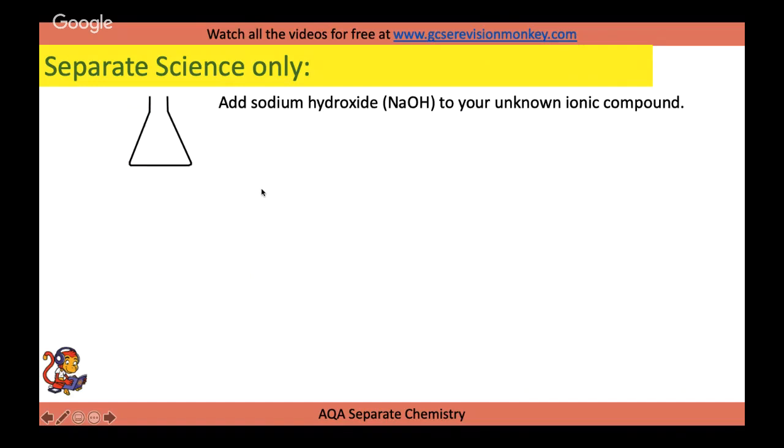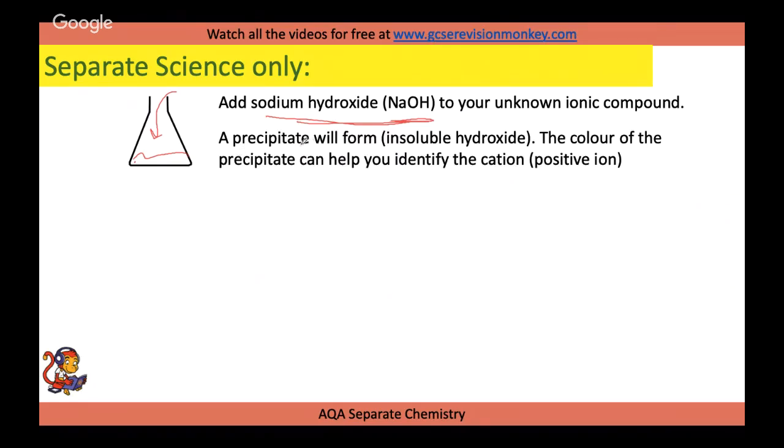If we didn't do a flame test, there are other tests that we can do for testing for metal ions. So this is the first one, adding sodium hydroxide to your unknown compound. So you'd put some compound in there, add your sodium hydroxide, and a precipitate will form. A precipitate will be a solid because it's insoluble, and it will be an insoluble hydroxide. The colour can help you identify the cation.